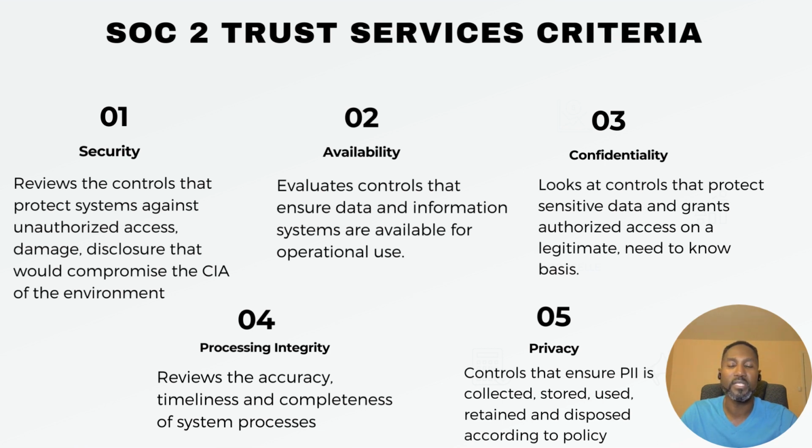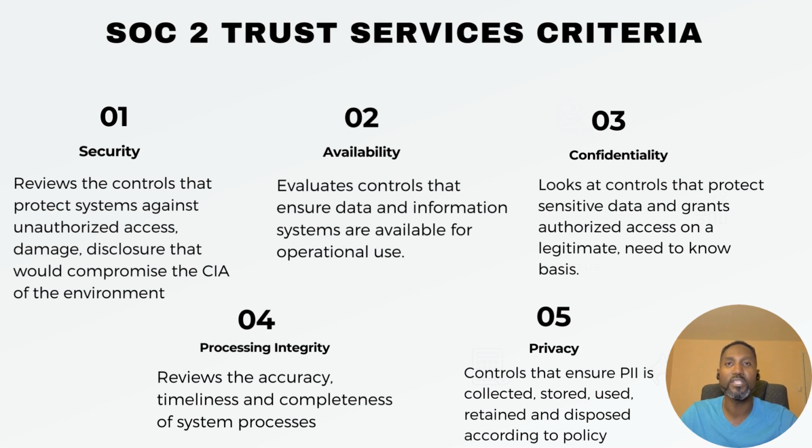The fourth one is process integrity, and this reviews the accuracy, timeliness, and completeness of system processes. So this is not to be confused with integrity in terms of the CIA triad. This integrity is speaking on the completeness and accuracy of a particular process. It does not have to do with the integrity of the data itself, but the process that is used to make this data into what it is. Is it accurate? Does it do what it's supposed to do? Is it matching with the documentation? And so on.